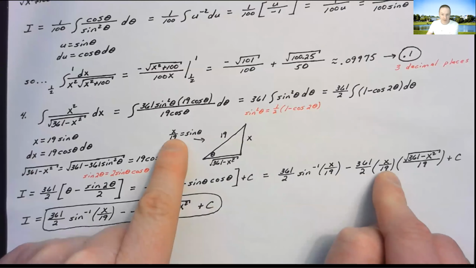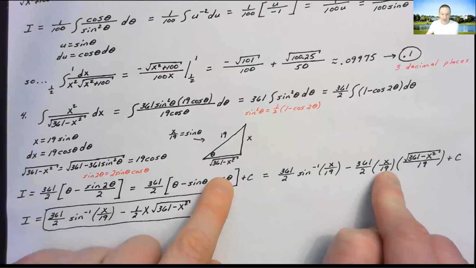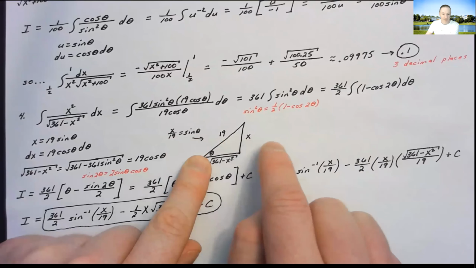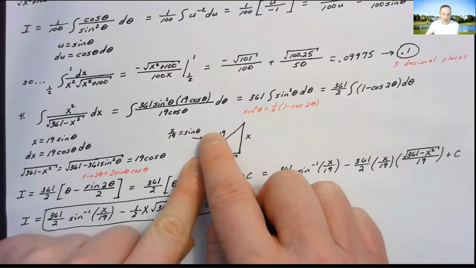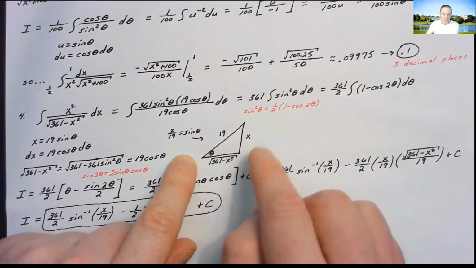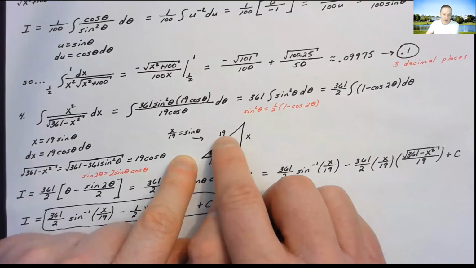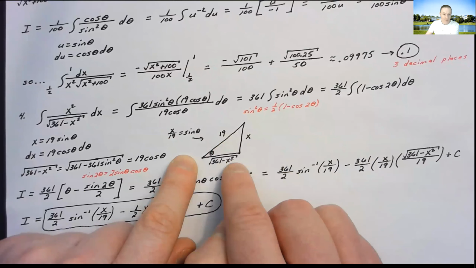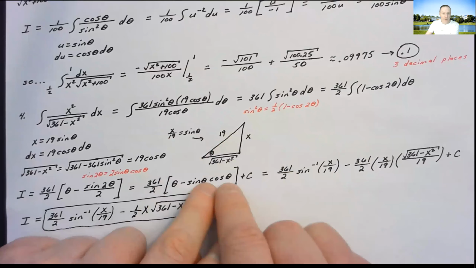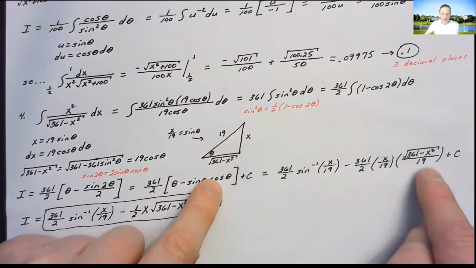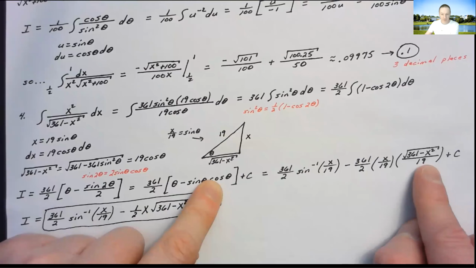We already know that's x over 19 times the cosine of theta. Well, the sine of theta being x over 19 told us the opposite and the hypotenuse of our trig triangle. Then I know that the adjacent is the square root of the hypotenuse squared minus the other leg squared, and I get the square root of 361 minus x squared there. So then the cosine of theta would be adjacent over hypotenuse. That's where this right here is coming from.